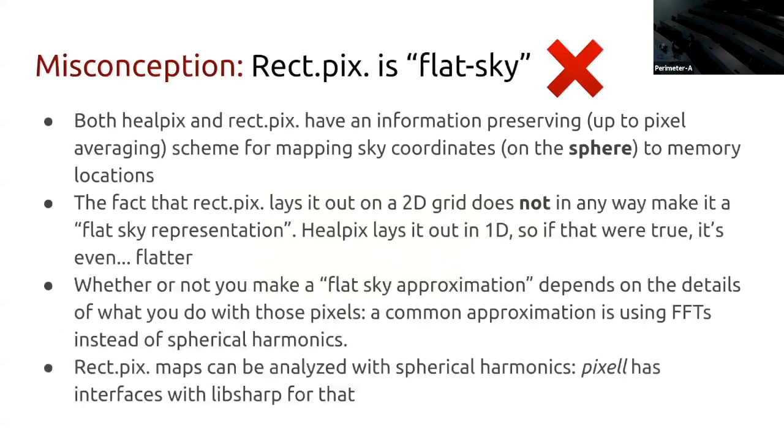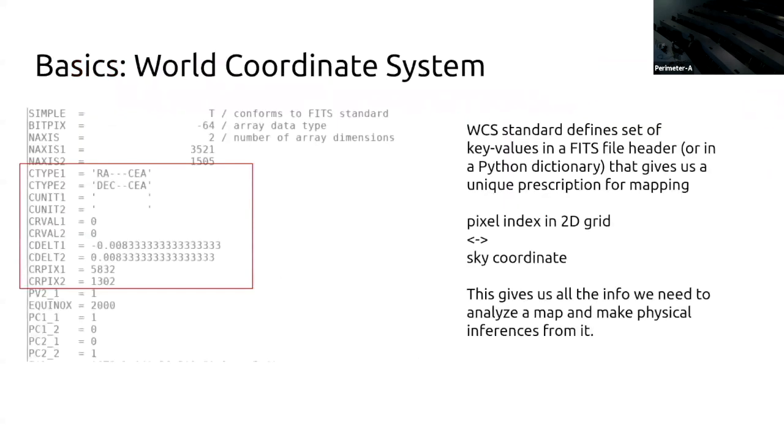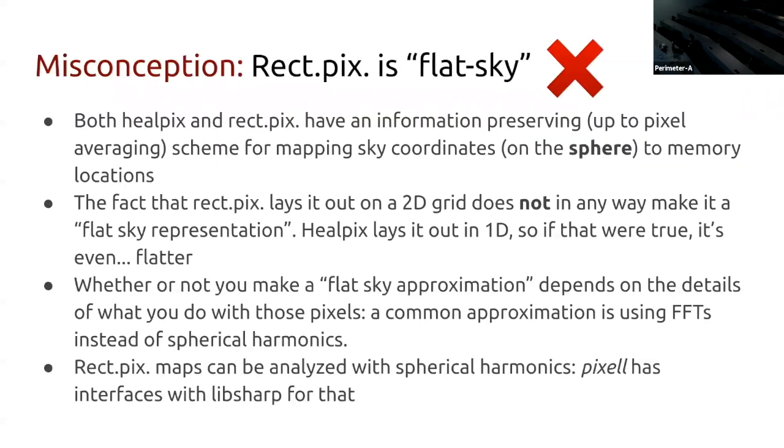I do want to point out a misconception that I've widely seen, which is completely wrong. Rectangular pixelization is not in any way a flat sky representation. This is because of the point I just made: you have all of the information you need in this pixel index to sky coordinate on the sphere transformation that's embedded in the WCS. So both HEALPix and rectangular pixelization have this, they're information preserving up to pixel averaging, mapping sky coordinates to memory locations. The fact that rectangular pixelization lays it out in a 2D grid does not in any way make it a flat sky representation.